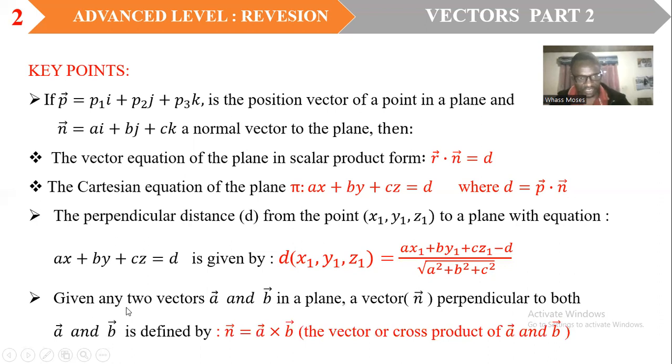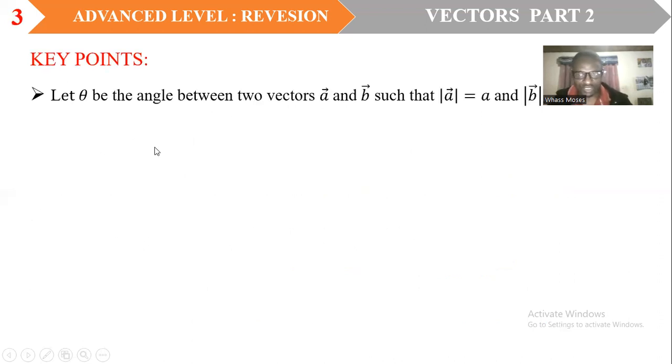Next, given any two vectors A and vector B in a plane, a vector N perpendicular to both A and B is defined by vector N equals vector A cross vector B. That is the cross product of the vectors A and B.